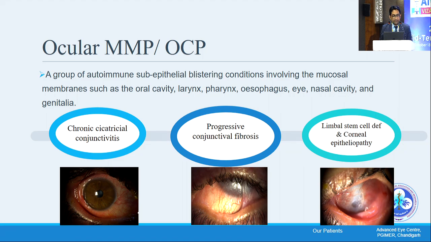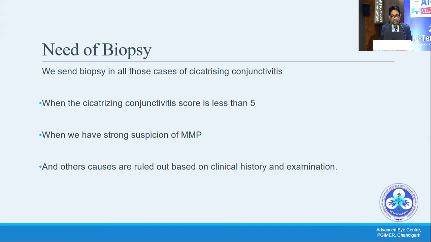Coming to mucous membrane pemphigoid, it is again an autoimmune disease which can lead to involvement of mucosa anywhere in the body, including the conjunctiva. And if you don't target the disease in the early stage, it will lead to permanent changes. So here comes the need for conjunctival biopsy. When should we do the biopsy?